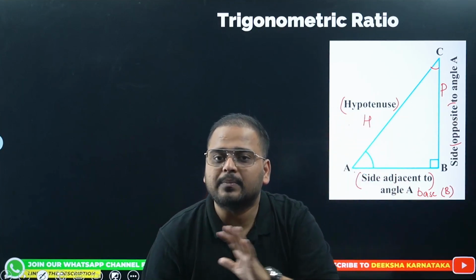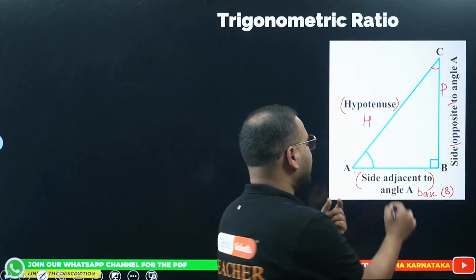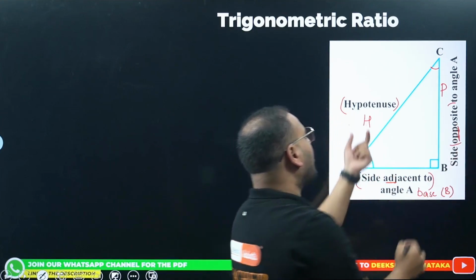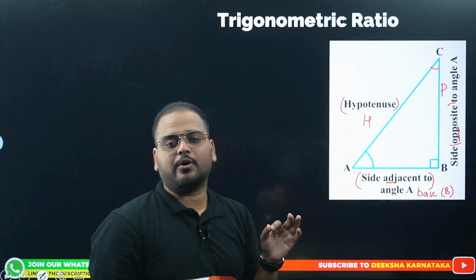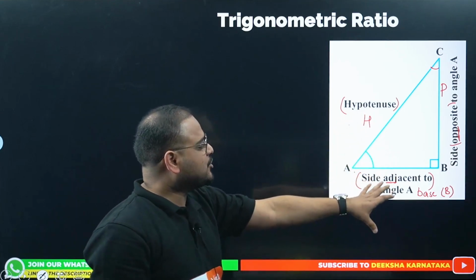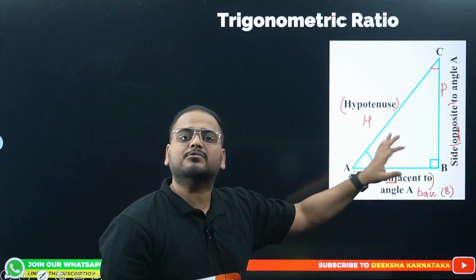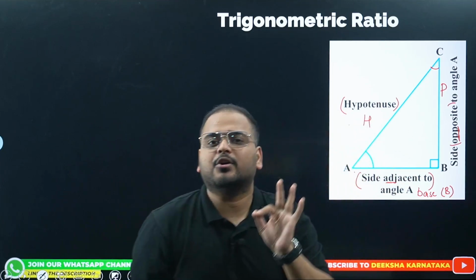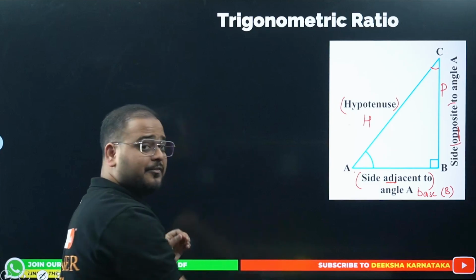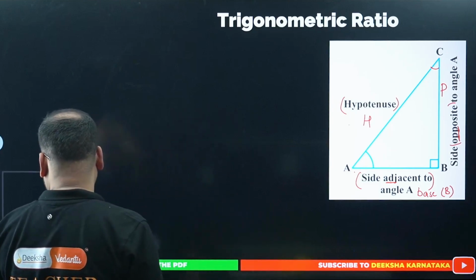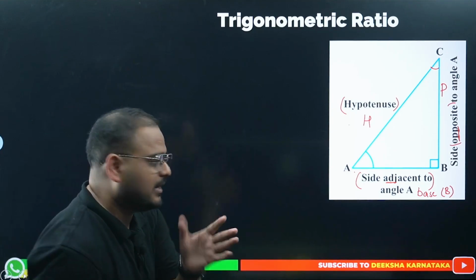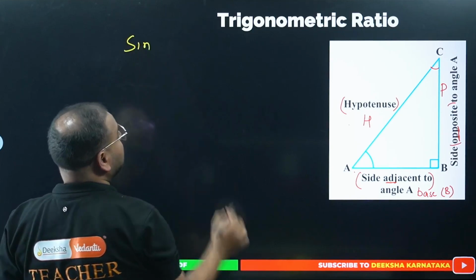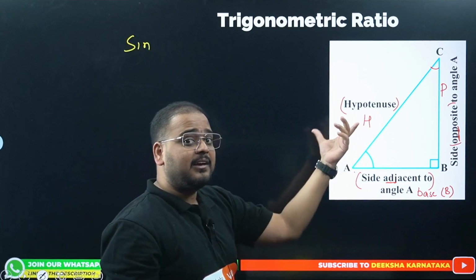If you don't want to use PBH, you can always use adjacent, so ADJ, opposite, so OPP, or hypotenuse, so just H. So for now we'll write the ratios in terms of PBH. You can write in terms of adjacent, opposite, and hypotenuse also, no problem. So what is the first ratio we're going to write? Sir, you said fundamental is sine, we'll do sine only. Okay, so sine of which angle? A. If I take C, values will change.